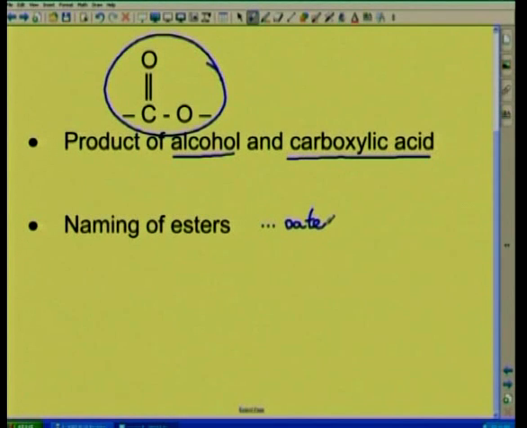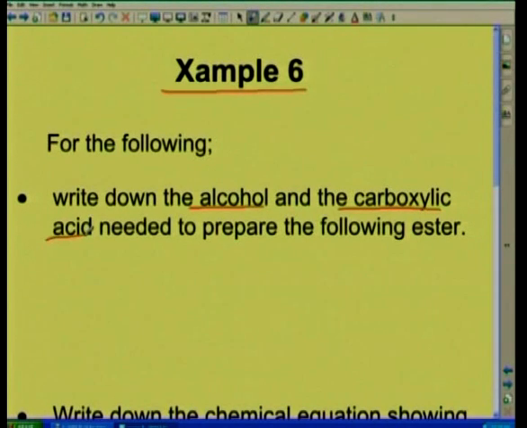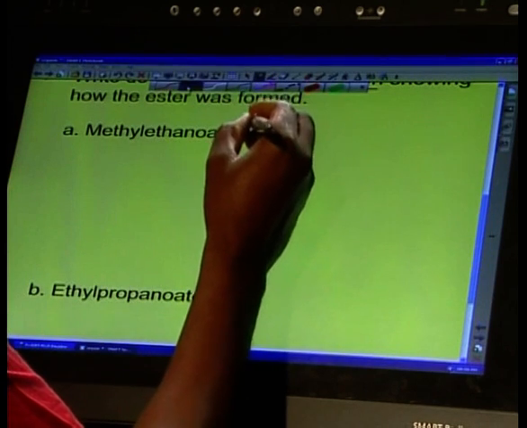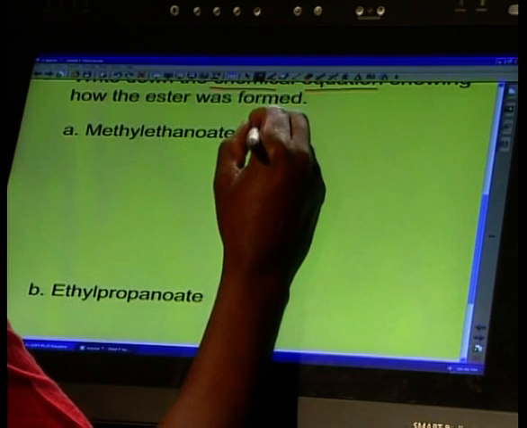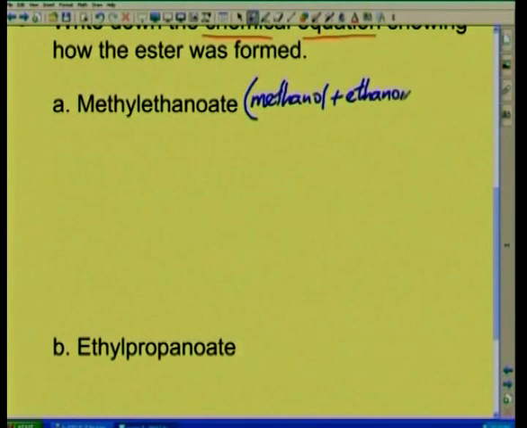If we have an ester that comes from propanoic acid, for example, it will be propanoate, and things like ethanoate, methanoate. So that is how we name them, and we're going to look quickly at how we follow the IUPAC rules to name these. Example 6: for the following, we're going to write down the alcohol and the carboxylic acid needed to prepare the ester. After that, we are also going to write down the chemical equation showing how the ester was formed. The alcohol that was used here is methanol, and the acid used is ethanoic acid.